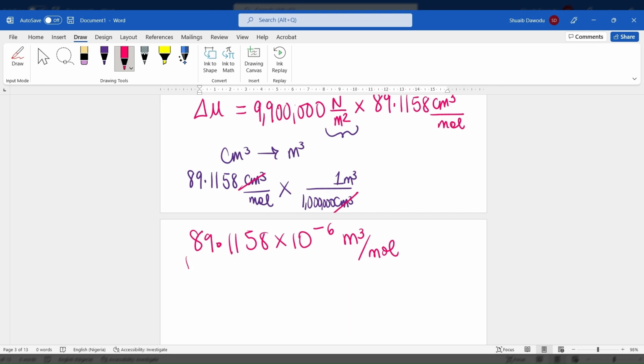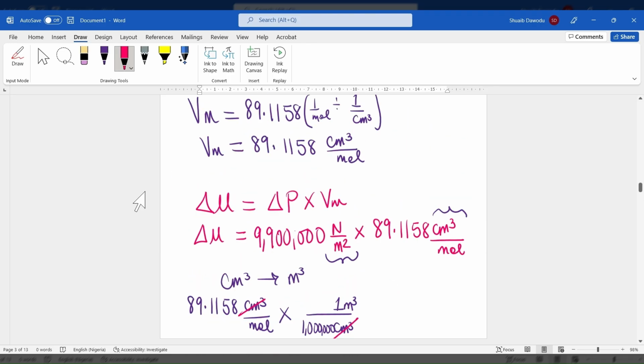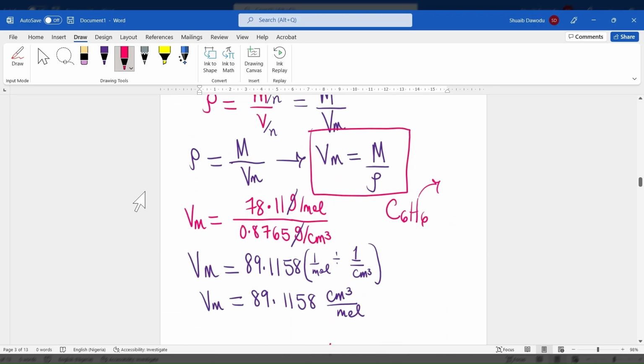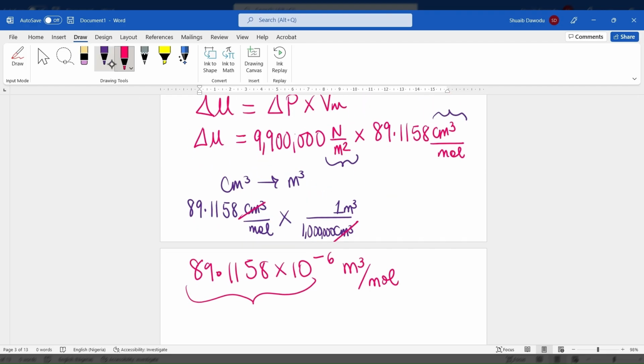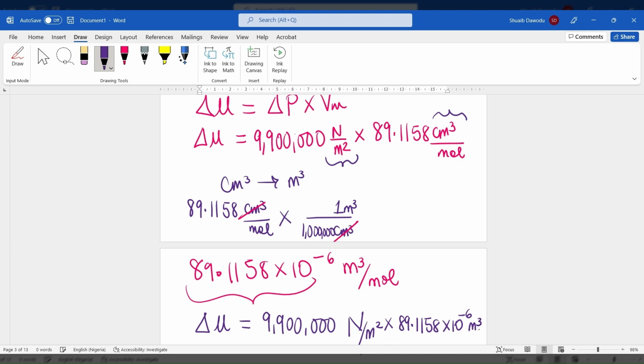So we can now substitute this information back into our work. The change in chemical potential is now going to be 9,900,000 Newton per meter squared times 89.1158 times 10 to the power of -6 meter cube per mole.